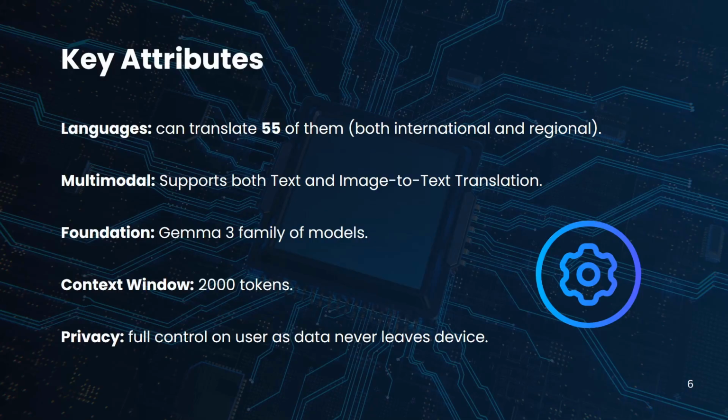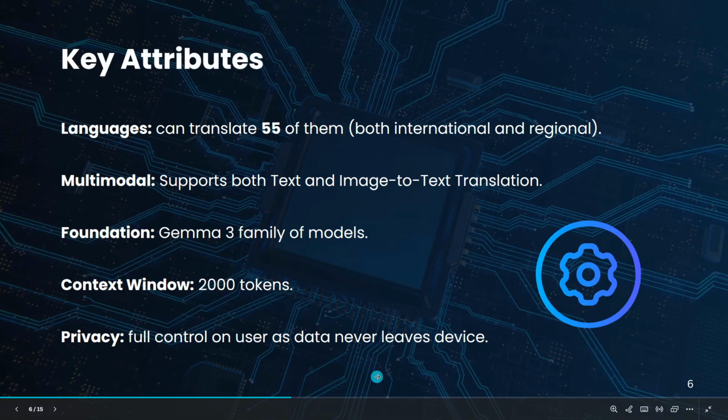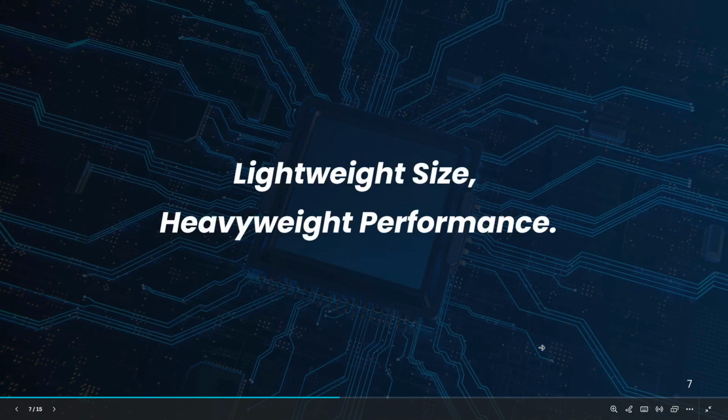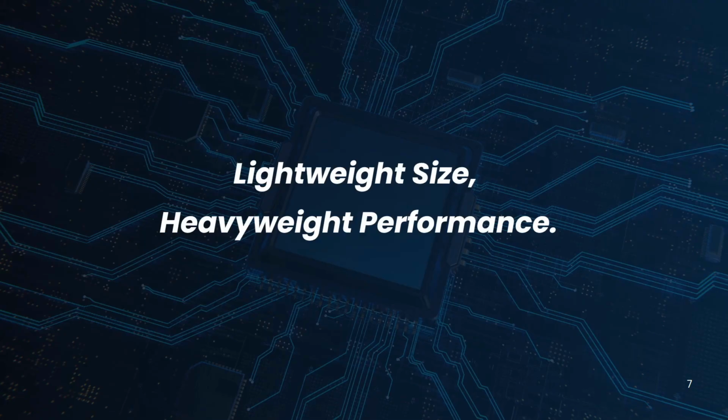So these are some of the key attributes of the model. It can translate 55 different languages, which are both international and regional. It supports both text and image translations, and it has the foundation or architecture of the Gemma 3 family of models of Google. It has a context window of 2000 tokens, which is pretty good, and it gives the user full privacy on the data because the data never actually leaves the user's computer. So it has a reasonable size and its performance is actually very good.